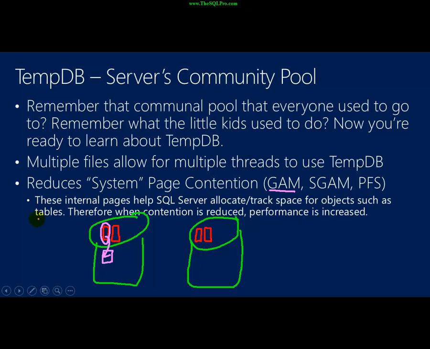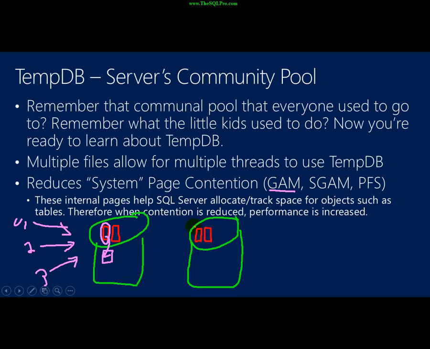So let's say that you have multiple threads coming in. So those multiple threads, you know, each one is a different user. Let's say this is user 1, and this is user 2 and user 3. So they're going to have to start waiting for that lock to be released before they can get a lock on that system page, that internal page on your TempDB. And once that lock is removed, then they can start getting space allocated.